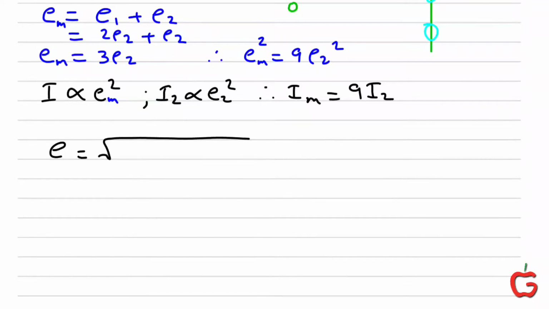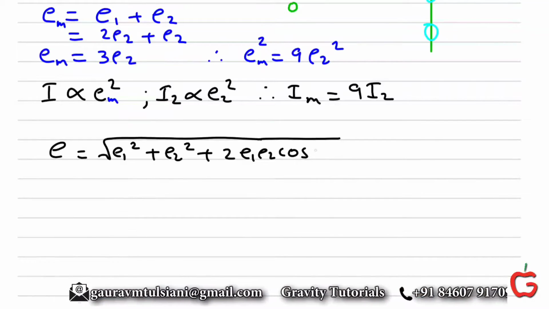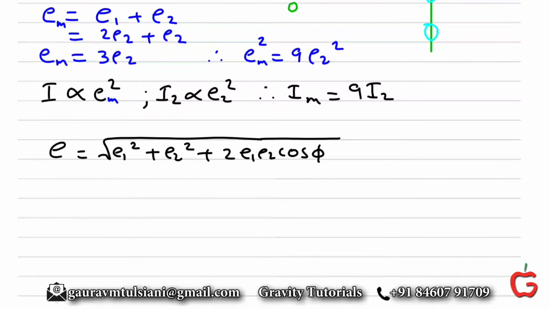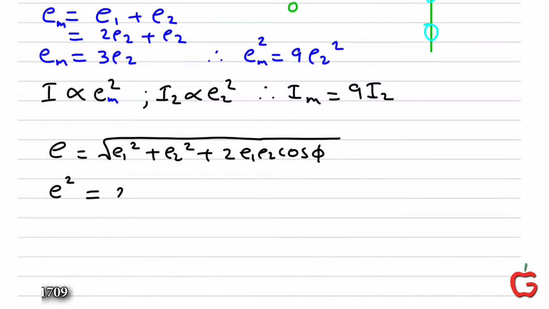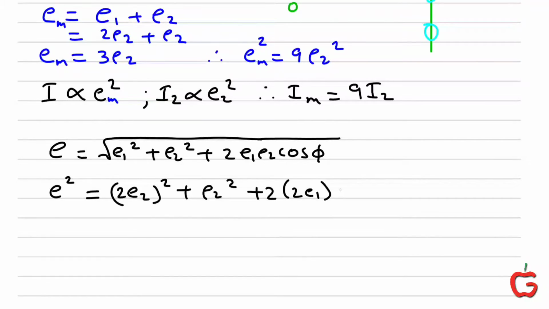So general E at any point would be the root of E1 square plus E2 square plus twice E1 E2 and the cos of the angle between them, cos phi. So let's square both the sides and remove the root sign. So E square would be, instead of E1 we can write 2 E2, squared, plus E2 squared plus 2 times 2 E2 times E2 and cos phi. So I removed the square root sign by squaring both the sides.